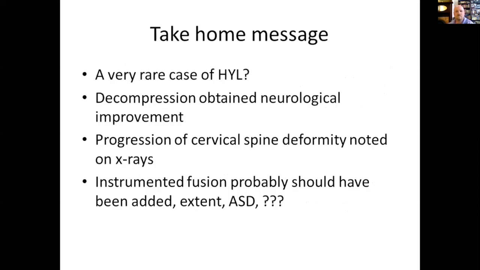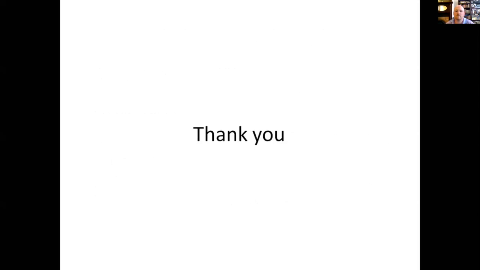So basically, my take-home message is this is a very rare case of possible hypertrophy of the yellow ligaments. Decompression obtained neurological improvement, and we have documented here a progression of the cervical spine deformity noted on x-rays, something that we didn't look at the same way we're looking at now. Definitely instrumented fusion should probably have been added. The problem would be whether we stop at T7, which is the apex of the thoracic kyphosis, or go lower down, and whether to stop at C3 or go into C2, and also the possibilities of adjacent segment disease. I thank you for your attention.